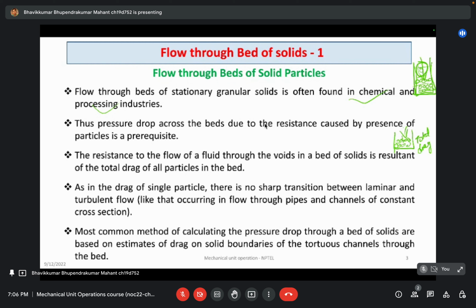You need to consider that it's occurring between the flow through pipes and channels of constant cross section, and then after, on the basis of that data, you need to calculate.